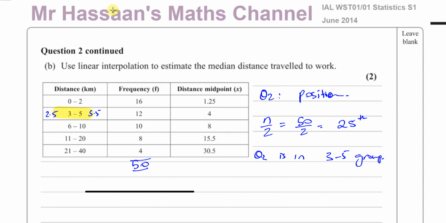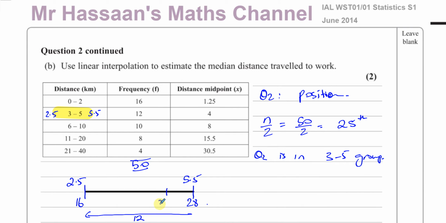This is how I like to do linear interpolation. There's different methods people use. Again, I like to use this method. So I know that I'm in the group from 3 to 5, which actually means it starts from 2.5 and it ends at 5.5 in reality. By the beginning of the group, you're on the 16th term. By the end of the group, you're on the 28th term. That means the group is 12 entries wide. There's 12 entries in that group.